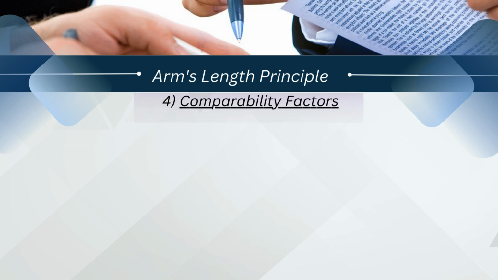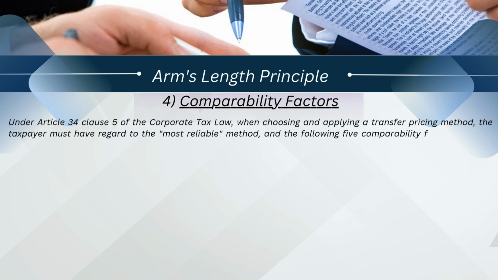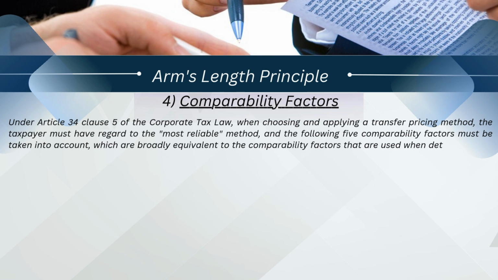Comparability factors. Under Article 34 Clause 5 of the Corporate Tax Law, when choosing and applying a transfer pricing method, the taxpayer must have regard to the most reliable method, and the following 5 comparability factors must be taken into account, which are broadly equivalent to the comparability factors that are used when determining an arm's length price according to the OECD's transfer pricing guidelines.